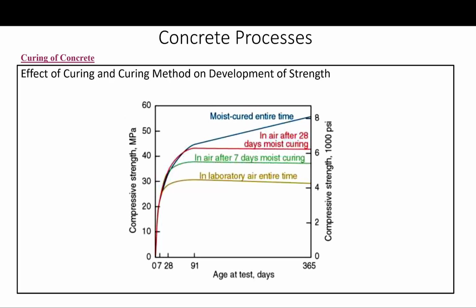So this is a graph which shows you the importance of curing, because look at the different methods and how they affect the strength gain. Here is age in days, and this is the compressive strength. Look at this first curve here: in laboratory air the entire time. In air after 7 days of moist curing. After 28 days of moist curing the entire time. Look at the difference. Curing really goes a long way. And as I said, I cannot emphasize enough to engineers and supervisors in the field the importance of curing. In certain cases, curing compound is used, but wet curing is essential in many cases, and I recommend it.